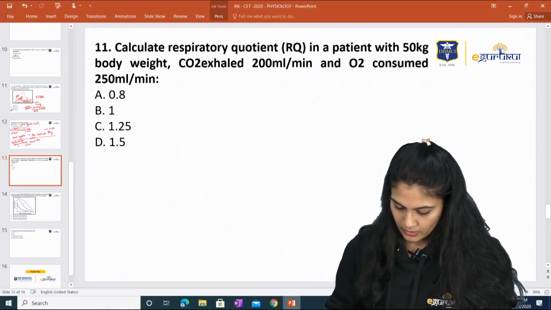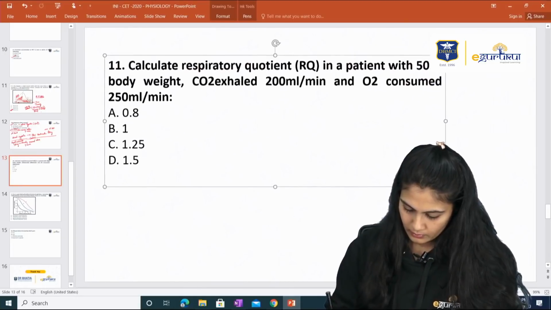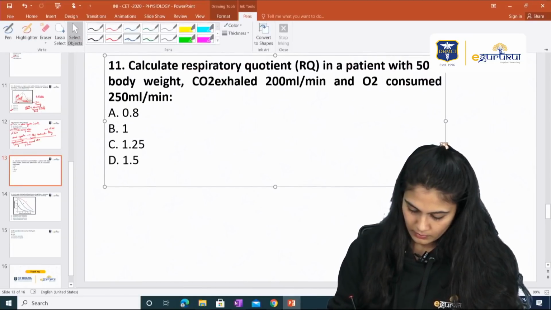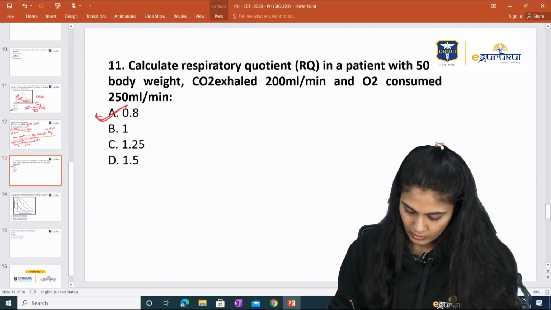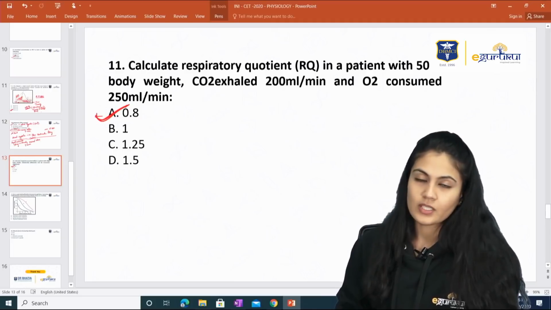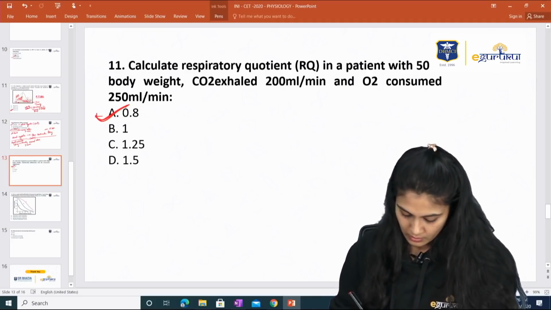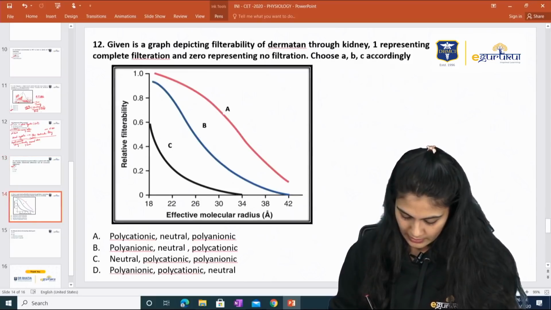So the answer is very easy. It is nothing but option A. The answer over here is option A. The weight is not having any per se relevance in this question, right? Okay, let's move on to the next question.